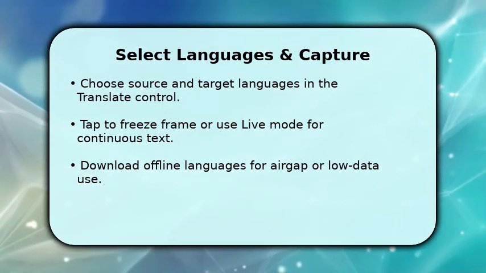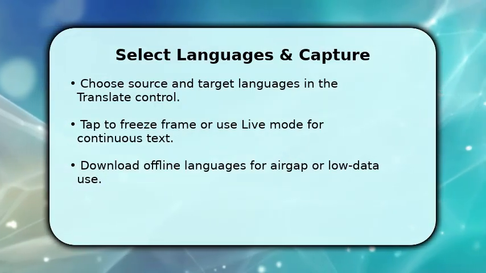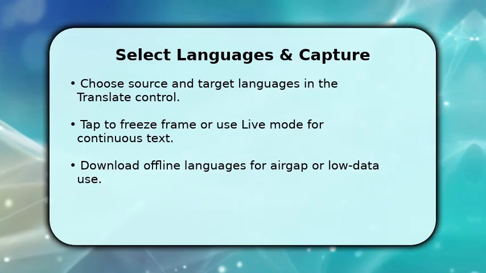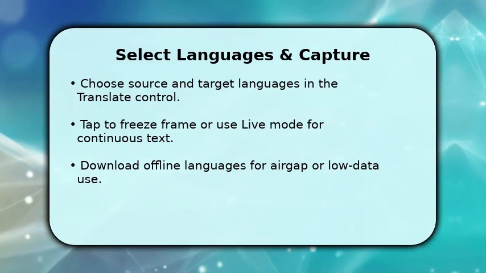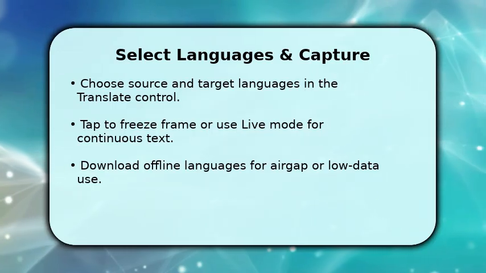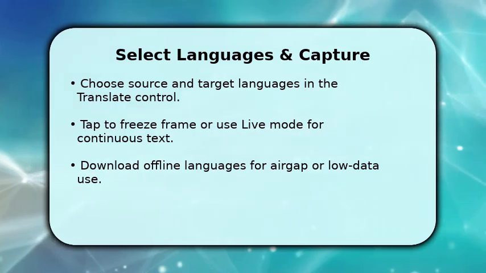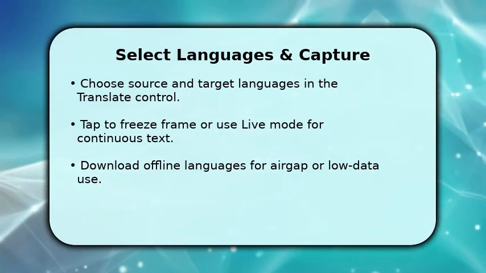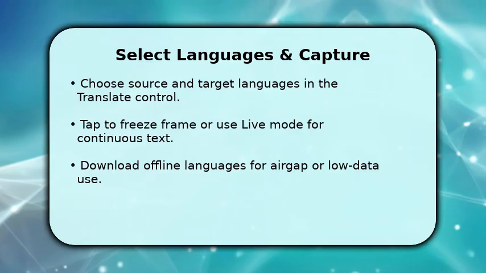Now focus on accuracy. Set your source language and choose the target language in the on-screen controls so the system knows what to expect. You can use live mode for continuous recognition or tap the shutter to freeze a frame and get a clearer translation. Use the selection cursor to highlight a phrase for precise translation and copy.